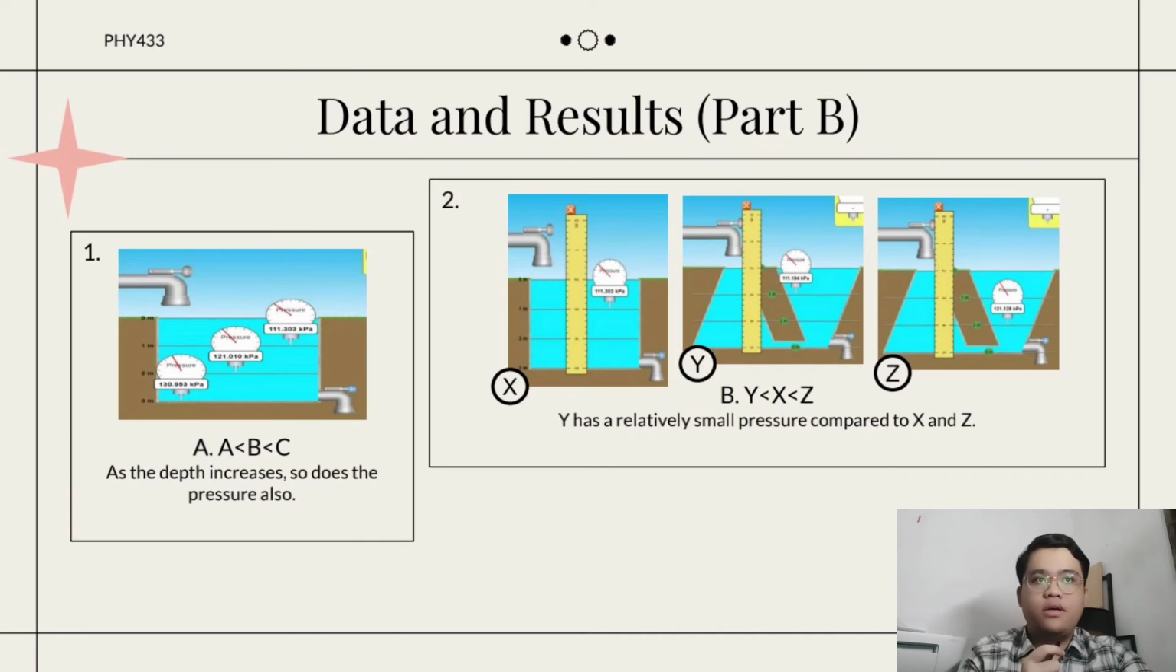For data and result part B, we have question number 1. The answer is A. A is less than B and less than C because as the depth increases, so does the pressure. For question 2, the answer is B. Y is less than X and less than Z. Y has a relatively small pressure compared to X and Z.